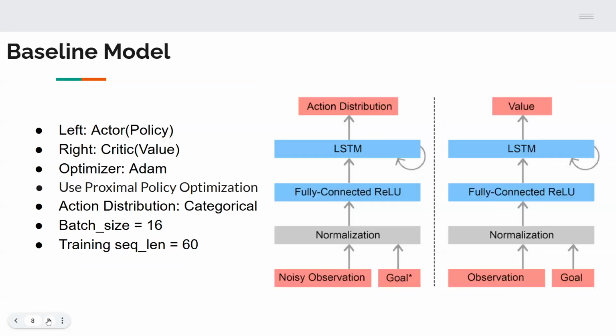Okay, we are using the proximal policy optimization algorithm for our baseline model. And we also use a policy network and a value network in our model. The policy network is meant to predict the probability of each action. And the value network is to evaluate the action we picked by predicting the future expected reward.